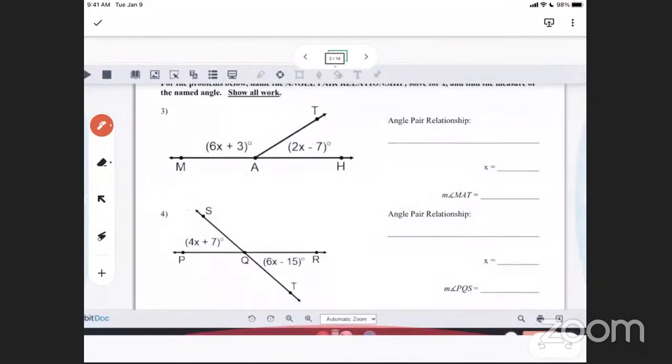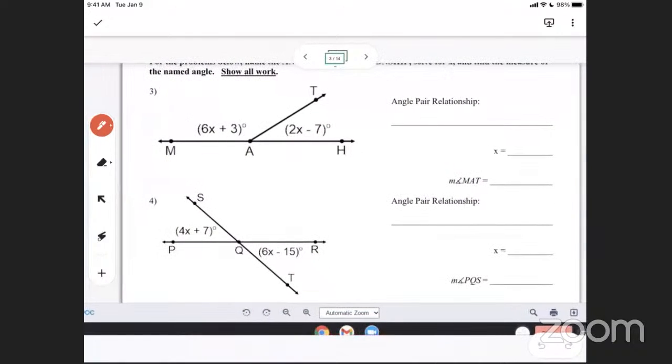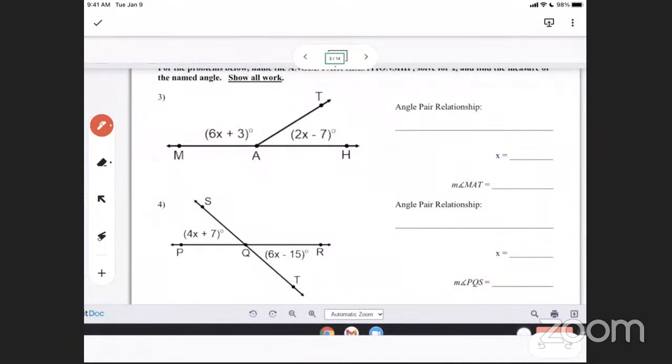So now we're talking about actually solving algebraically. So they want us to say what the angle pair relationship is. So this relationship, what do you know about this angle and this angle? What has to be true about those two angles?